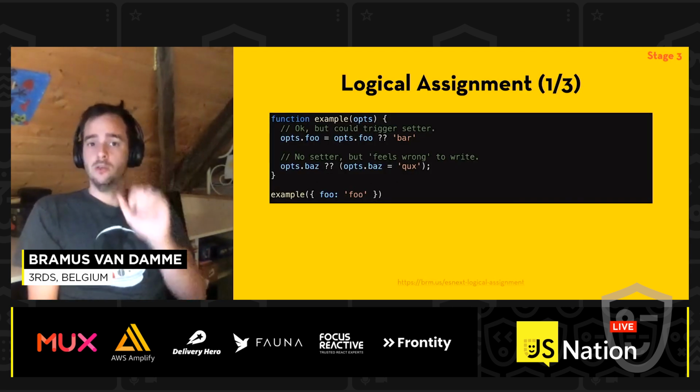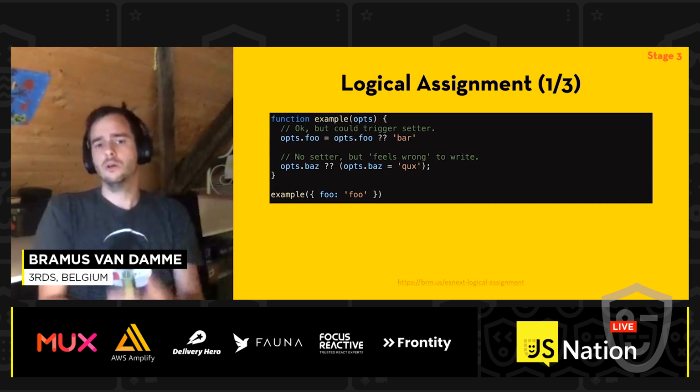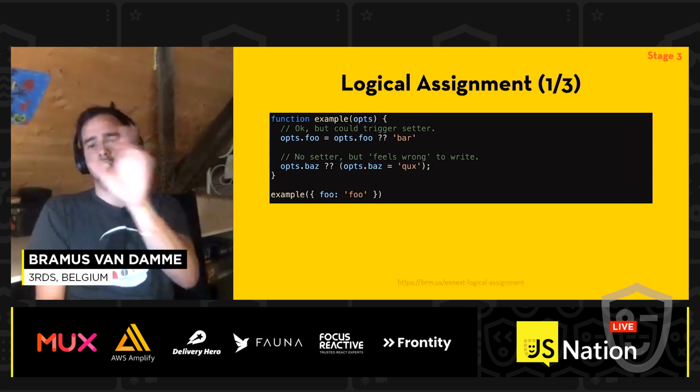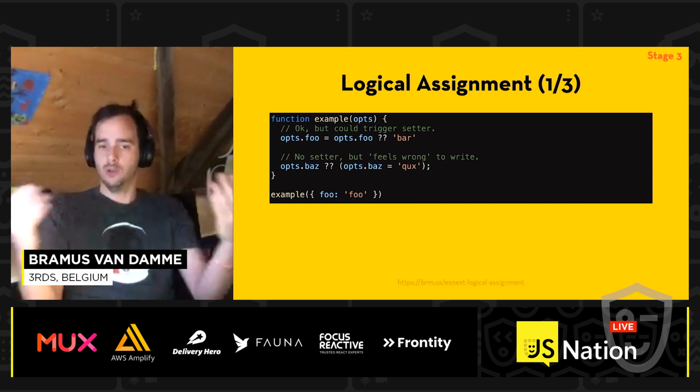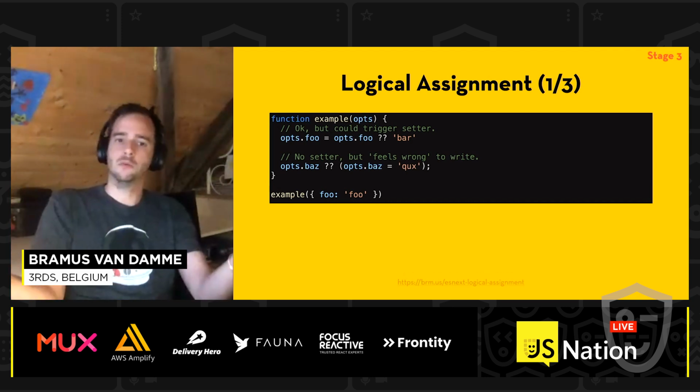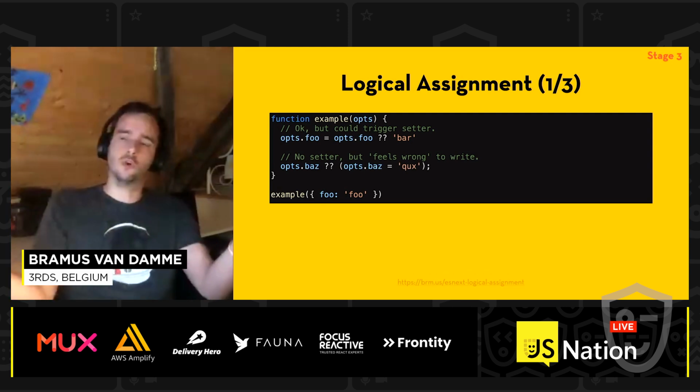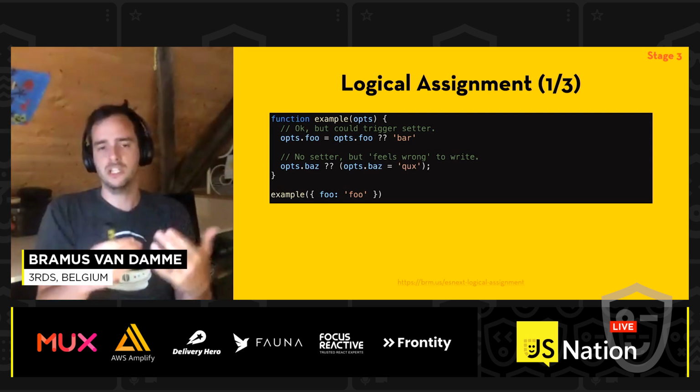Say we don't have a value for options.foo. Well, we can use our null coalescing operator in there, options.foo, double question mark bar. But this always does a write. Options.foo will either be assigned to options.foo or bar will be assigned to options.foo. So we always have a write there.